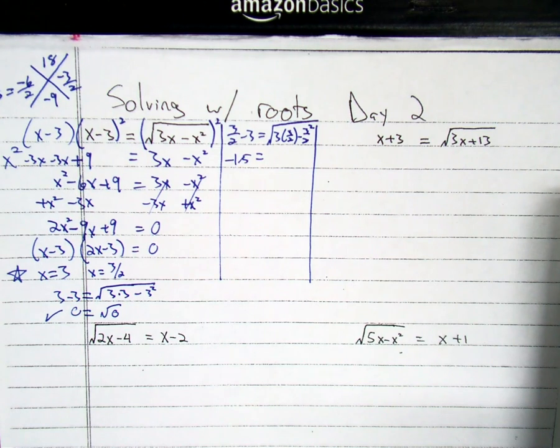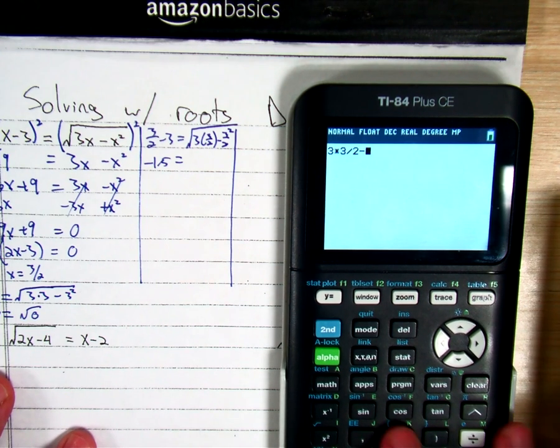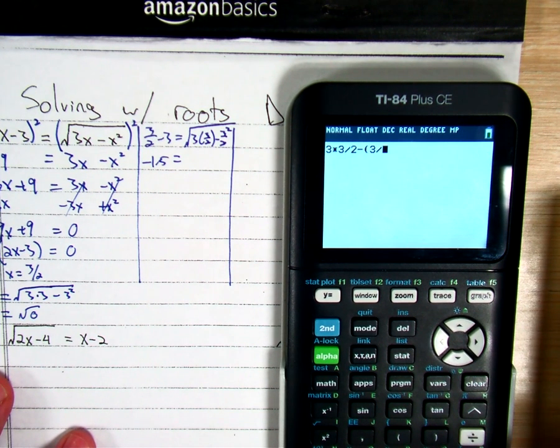If you don't catch that right off the bat, we're going to have 3 times 3 divided by 2 minus 3, let's go parentheses, 3 divided by 2 squared. 2.25.